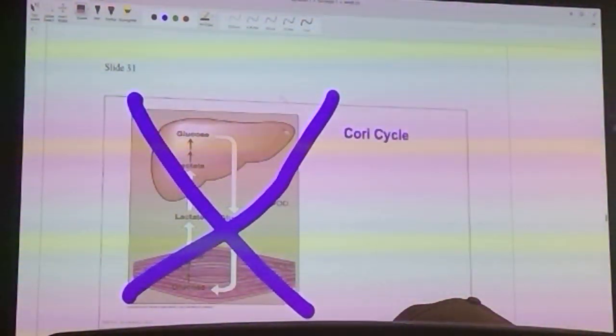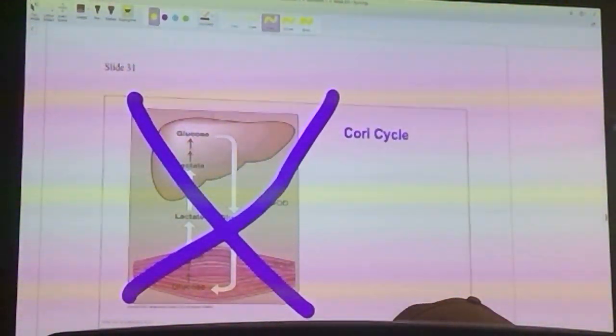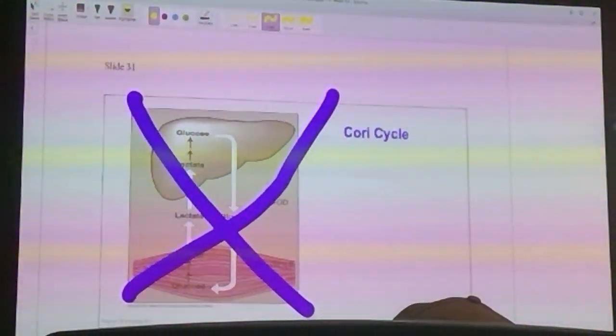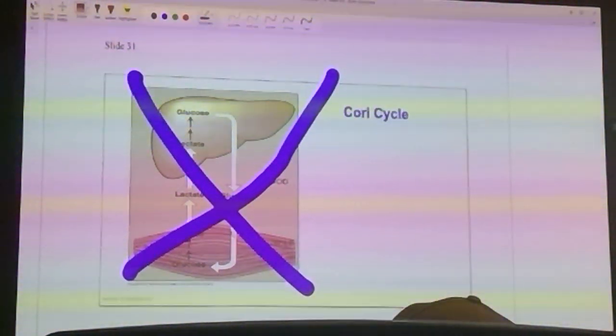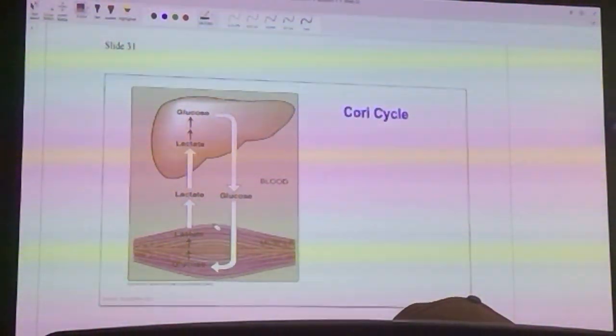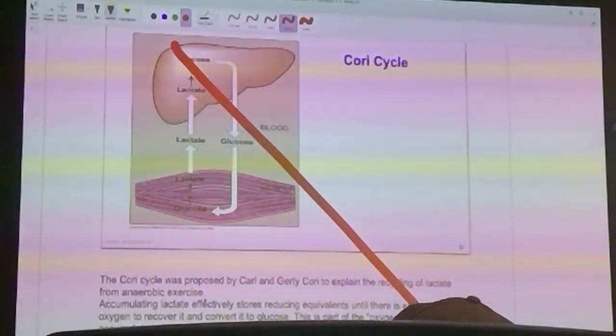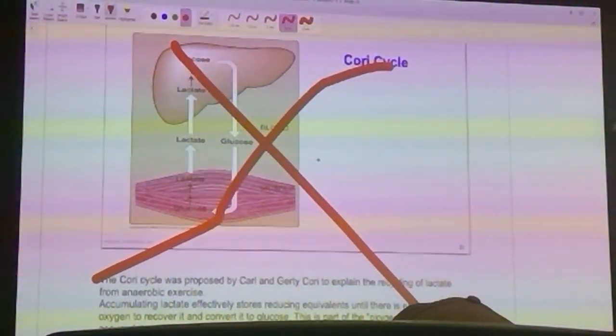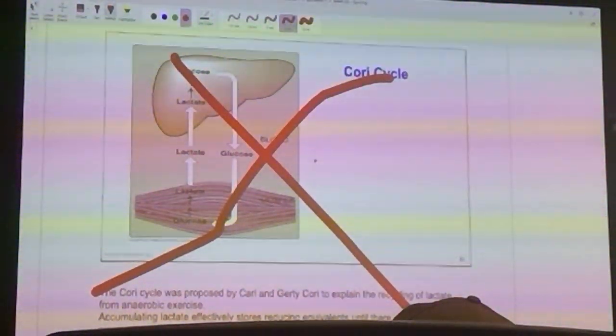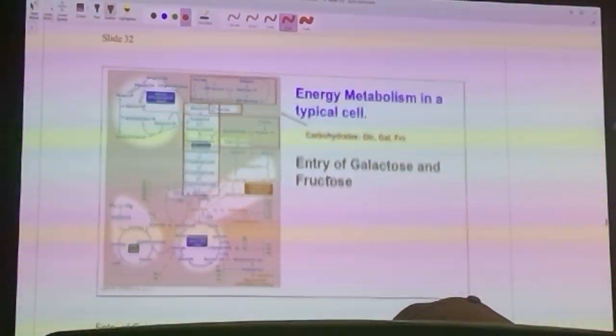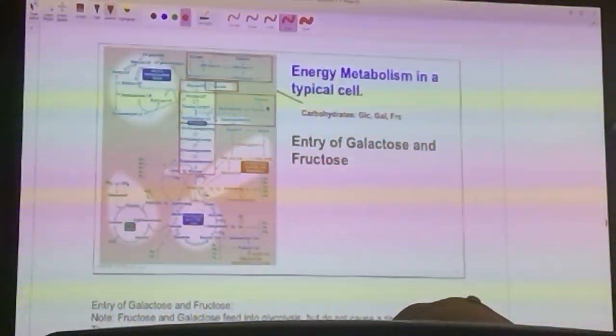And then this is updated. Lactate turns into pyruvate. This is updated, don't worry. Do you have this slide? Yes. It's outdated. Lactate turns into pyruvate. Okay.